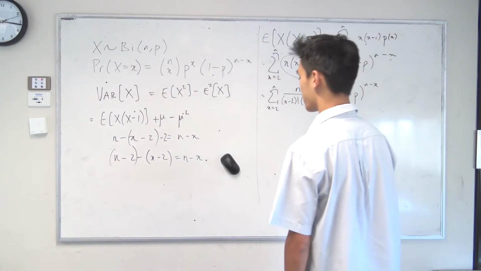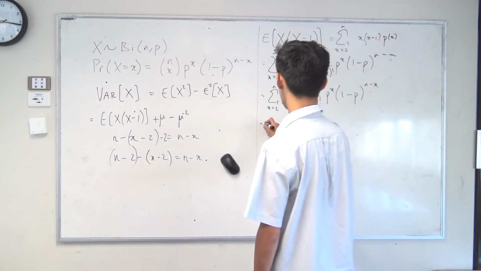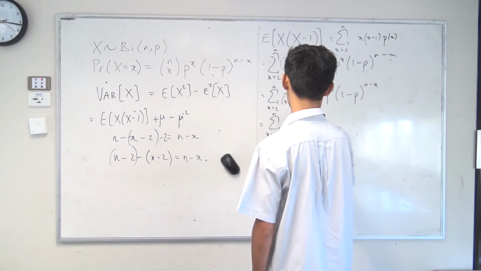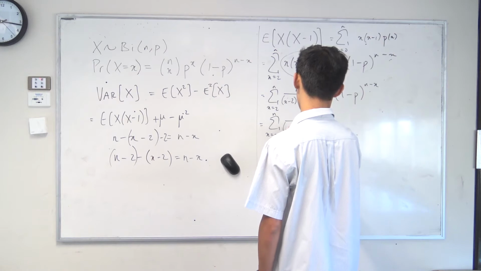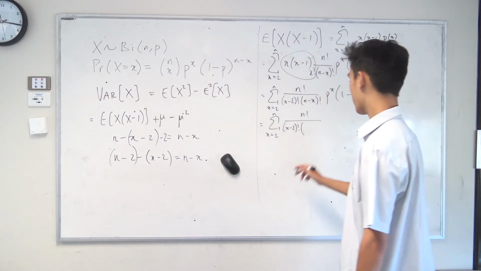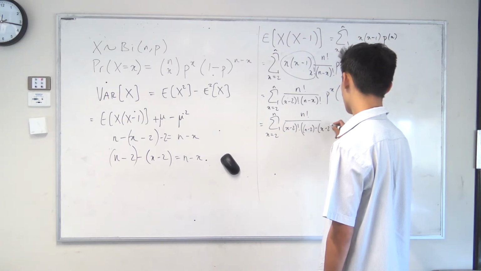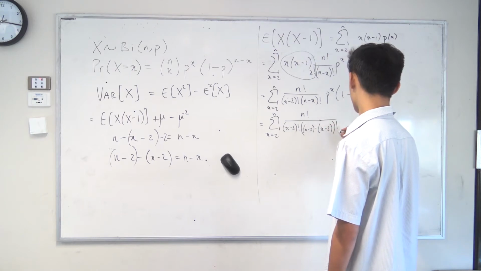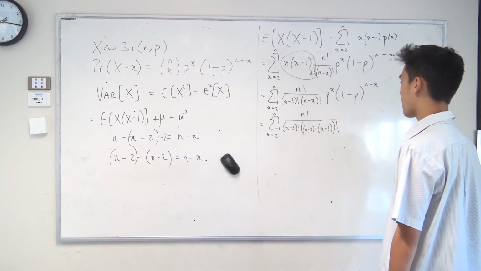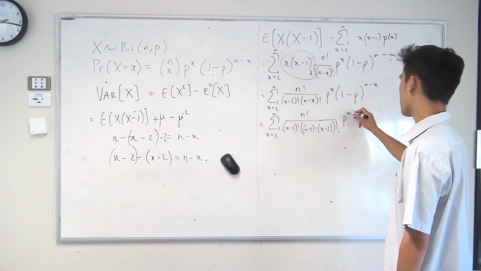So if we actually substitute this thing in for this part, we're going to get the sum running from x equals 2 to n of n factorial over x minus 2 factorial, and n minus x will turn into that expression right there. So we're going to have n minus 2 minus x minus 2, whole thing factorial. And then let's actually muck around with this p to the x while we're at it. We want an x minus 2 right here, so we're going to have p to the x minus 2.